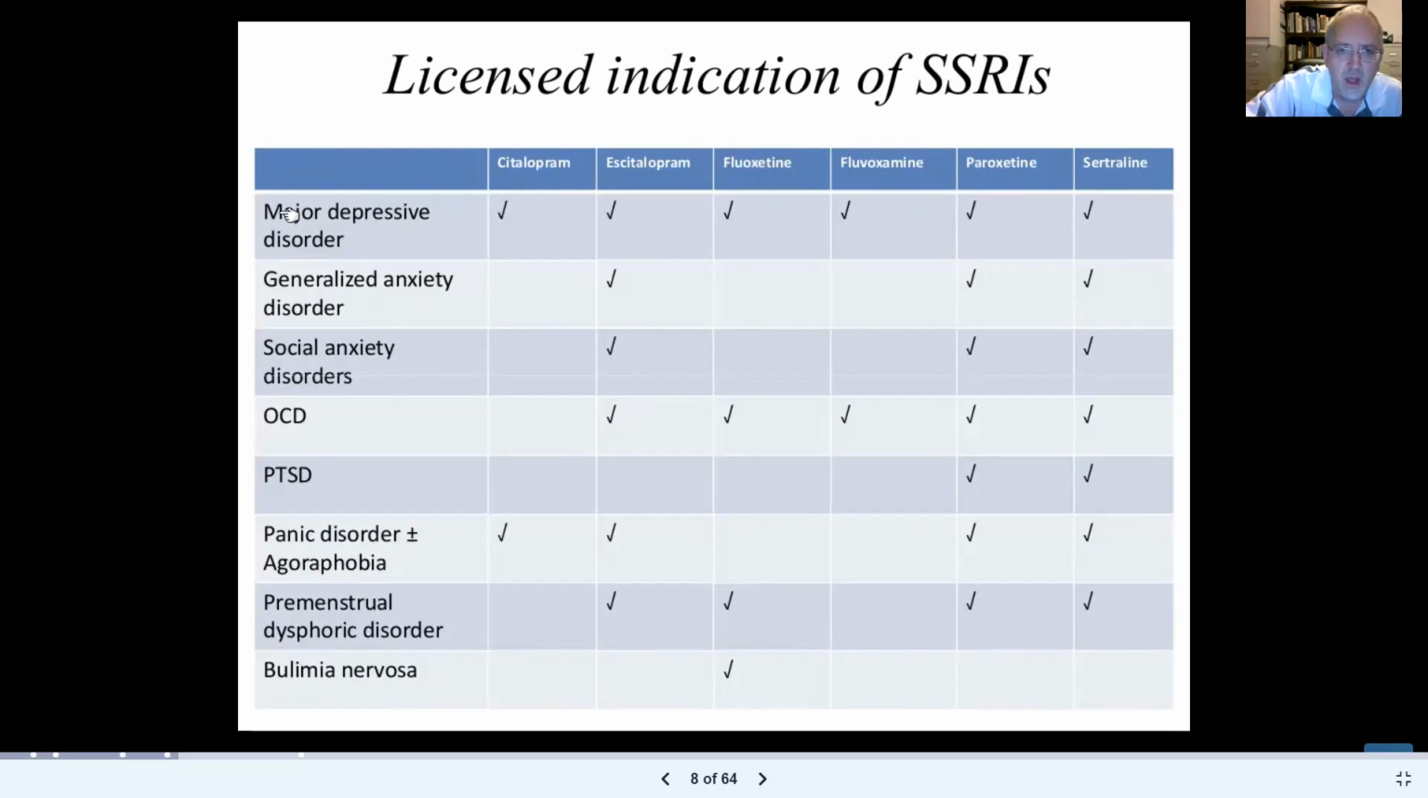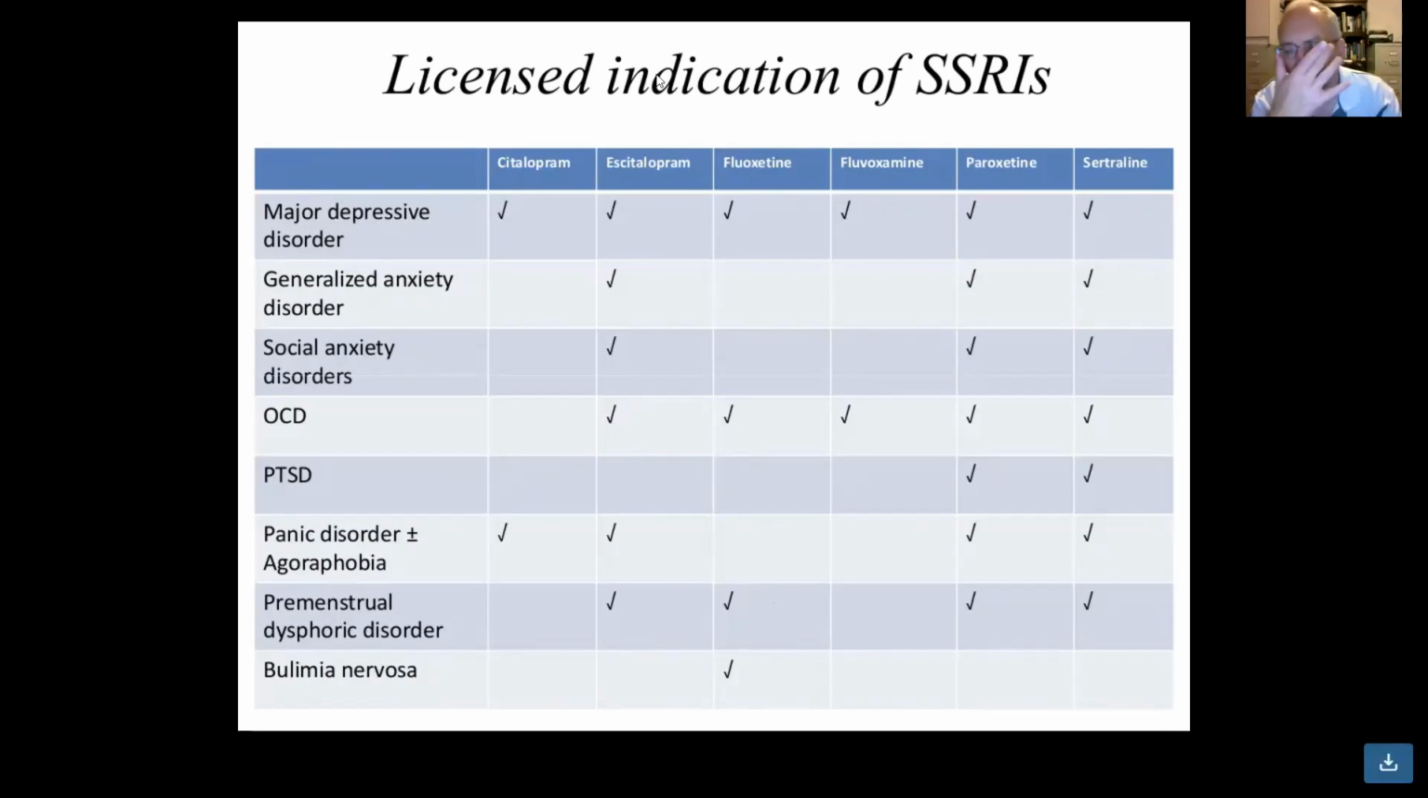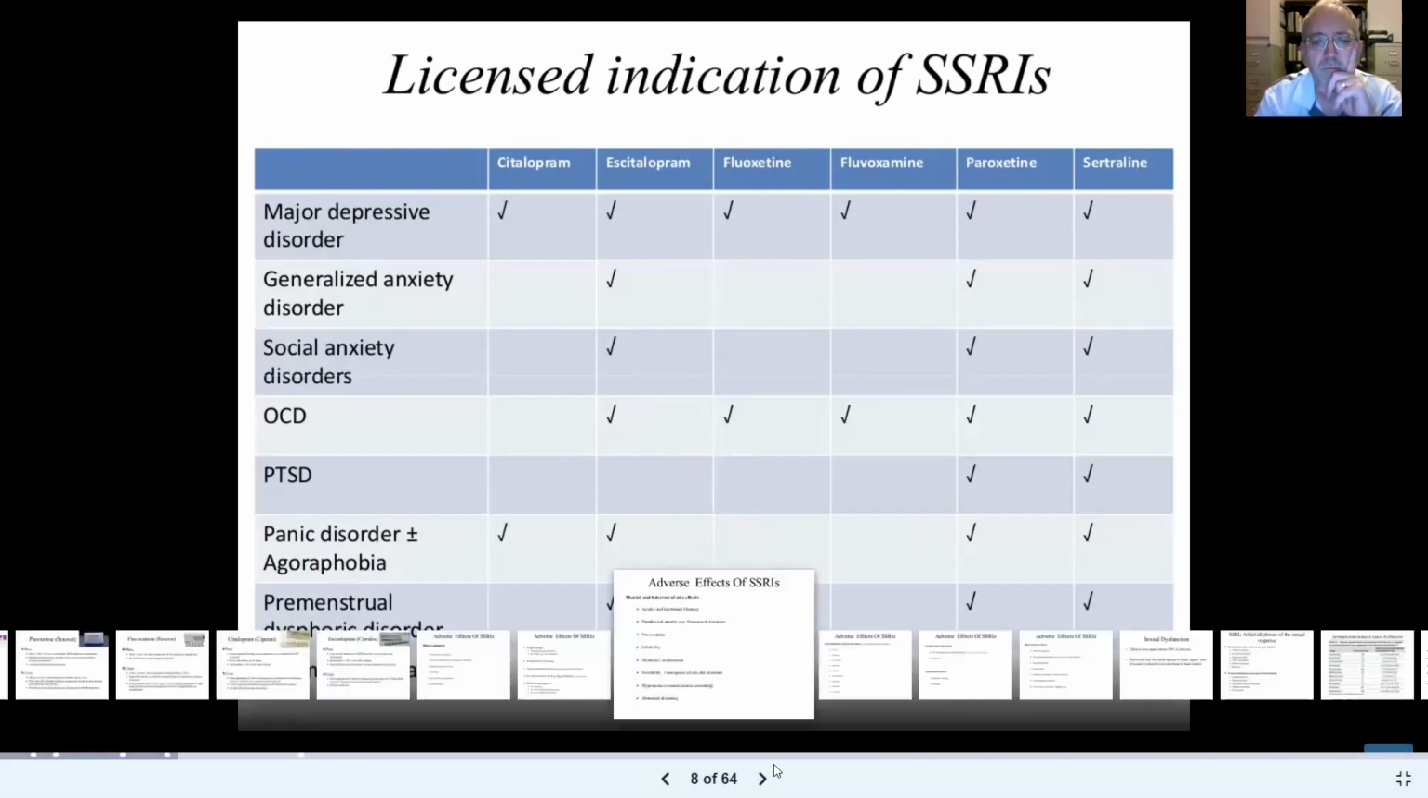so they all were used for depression. Each one of them is used for some type of anxiety disorder. But the only thing that they're all licensed for, the only thing that the FDA, this is an important thing to keep in mind, licensed indication of a medication means it's what the FDA has specifically said the medication is approved to be used for.